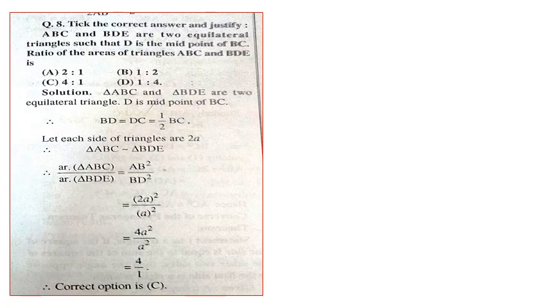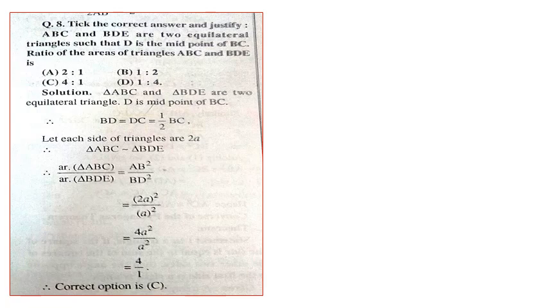Since D is the midpoint of BC, BD equal to DC is equal to 1 by 2 BC, that is half of BC. Let each side of equilateral triangle ABC be 2a. So triangle ABC is similar to triangle BDE, it's given. So area of ABC divided by area of BDE is equal to AB by BD the whole square. That is AB square by BD square. AB is equal to 2a. Therefore, BD is equal to a because half of BC is a.